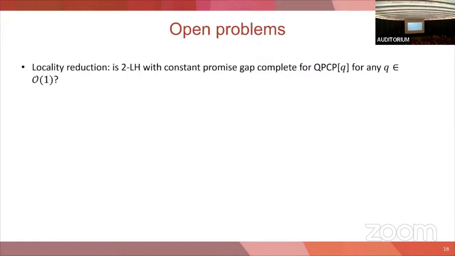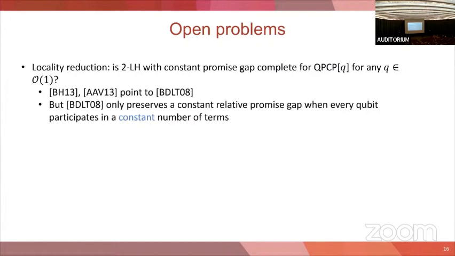We also have some open problems that are still left. So, locality reduction. A lot of works regarding QPCPs, for example, the one by Aharonov, Brandão, Harrow from over 10 years ago, and also the review paper, point to a result by Bravyi and others that looks at Hamiltonian gadget reductions to reduce the locality. And so the question is whether the two-local Hamiltonian problem is already complete for the class QPCP, even though the number of queries is larger than two.